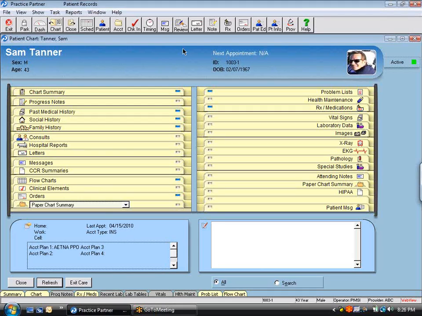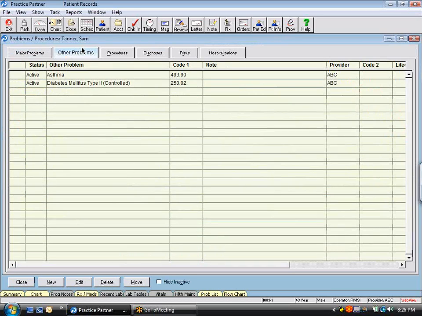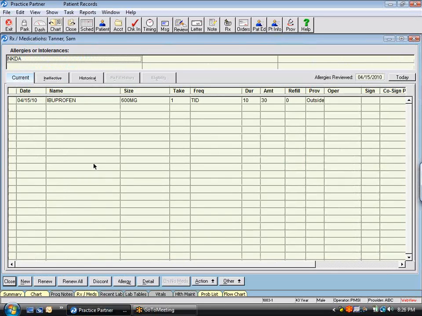Our demonstration starts with a brand new patient, Sam Tanner. Our medical assistant has already documented chief diagnoses established by Sam's family care provider, specifically asthma and diabetes type 2 control. Also, our medical assistant has documented Sam's allergies and his one and only medication, ibuprofen 600 milligrams.